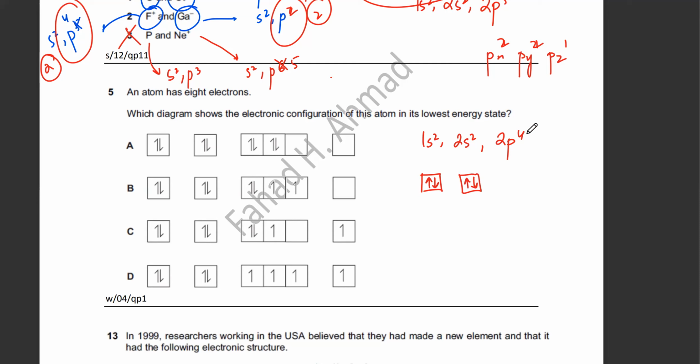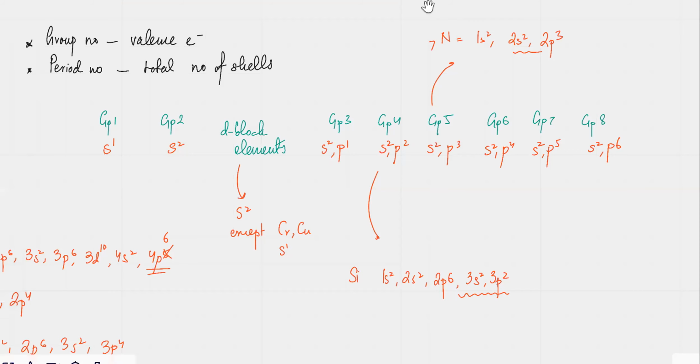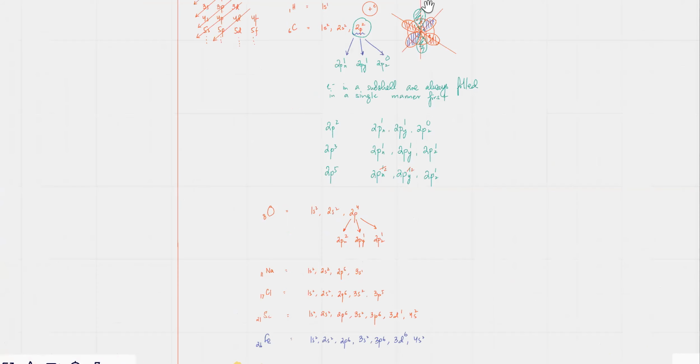And then you have a p. Now the p has 3 orbitals. So this is your p, and there are 4 electrons. First, each one of the orbitals would be filled singly, and then the 4th electron would enter the p orbital over here. These 3 boxes represent the p orbitals.